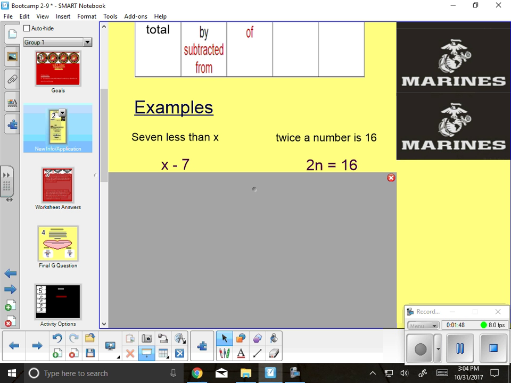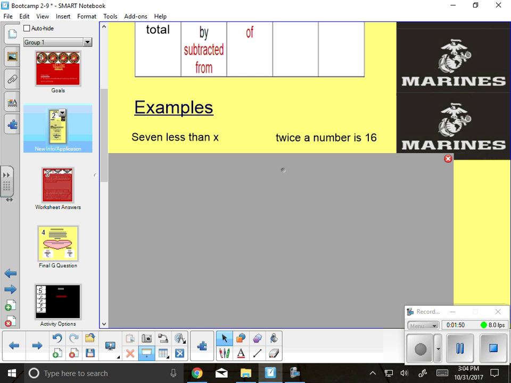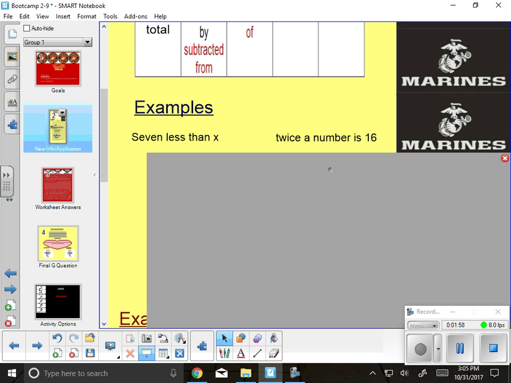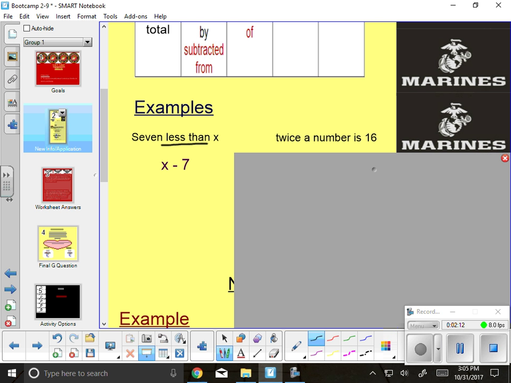So our first example is 7 less than x. To write this, we want to make sure we're remembering that it's 7 less than x. So less than means that we are going to be subtracting. But what are we subtracting? When it says 7 is less than, that means that we are going to subtract 7 from x. If it would have said x is less than 7, then that would have been 7 minus x.